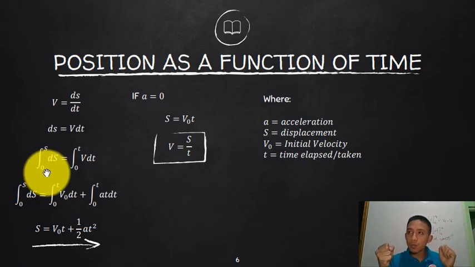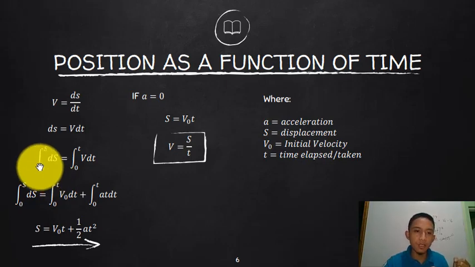From the first point, what is your distance traveled? That is your s, isn't it? Or that is your displacement. What is your displacement? You did not yet move, so there is no displacement. So your lower limit here is 0. And from a certain time t, you traveled up to this final point. What is your displacement? That is your distance s. Okay, so from 0 to s, your limit in your variable s.